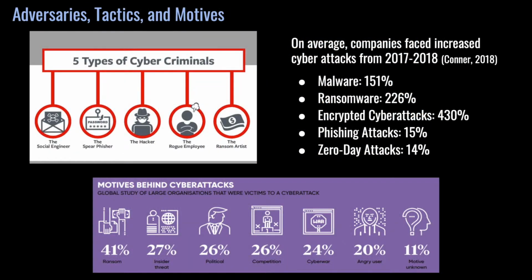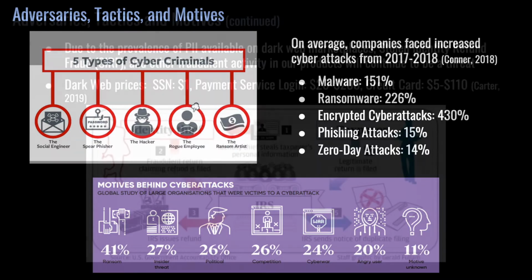Here we can see the types of cyber adversaries, the tactics they use, and motives. Cyber criminals can generally be categorized in one of these 5 categories, with ransom and insider threat being the 2 biggest motives for cyber attacks. Another key takeaway is that malware, ransomware, and encrypted cyber attacks have increased quite a bit in the last year.